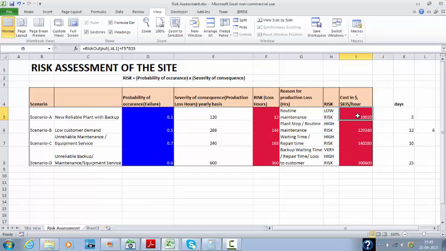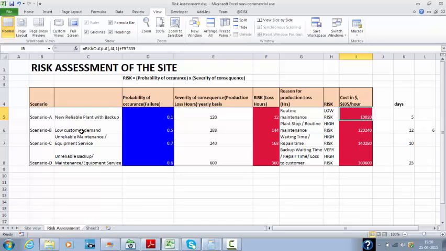So there's $8,035 for every hour we'll lose if the unit stops, or if the backup has to supply and the backup has to be sourced from outside. So we're going to lose $830 per hour. That's about $10,020 we'll be losing if it stops for 5 days. So the risk is pretty low. As you can see, the cost involved is pretty low. Now let's look at the next scenario, scenario B, where we have low customer demand.